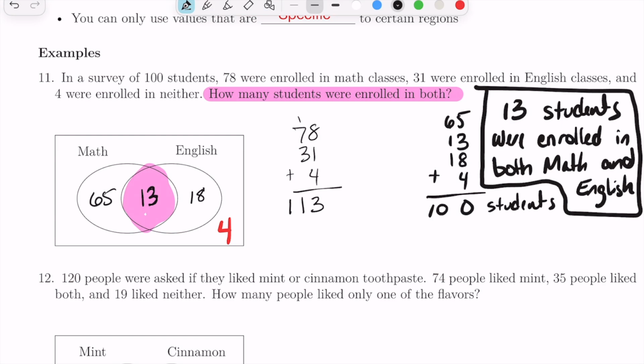Keep in mind that a lot of times when you have a word problem, your answer should probably have words in it. It's very rare that you're going to have a word problem and all you have is just a random number. So just saying 13, okay, but these are 13 students that were enrolled in both math and English classes.